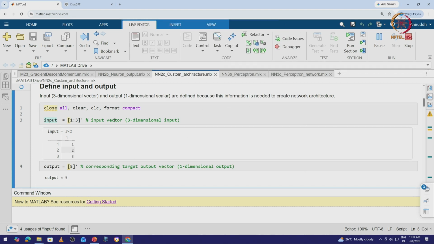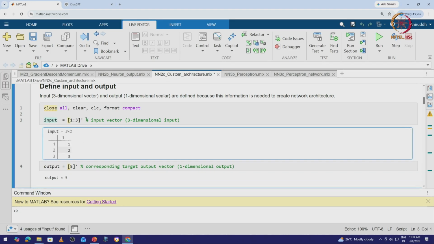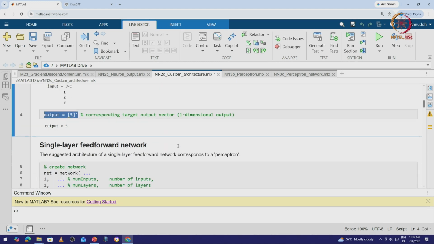Let us define the input first. The input is defined as a vector of 1 to 3 elements, and the transpose of it is highlighted here. This is something we saw even in the first lecture on basics of math, where it is important to define a vector, and once we have defined the vector, it is then passed on to the neuron model. We also defined its corresponding output, which is the target.